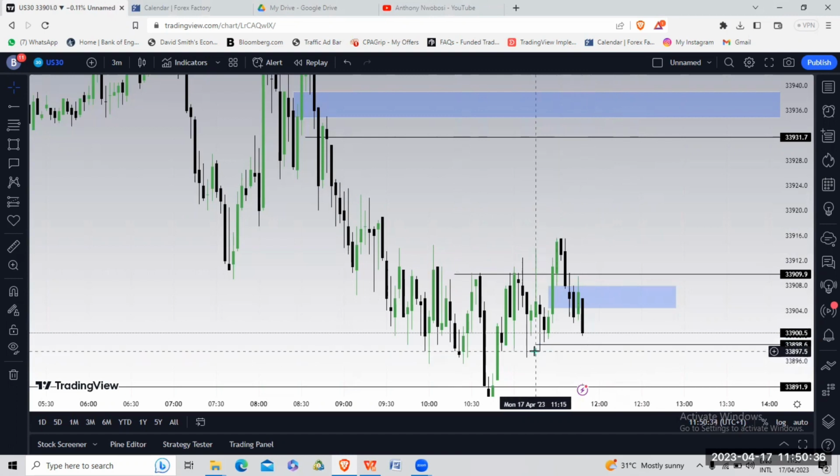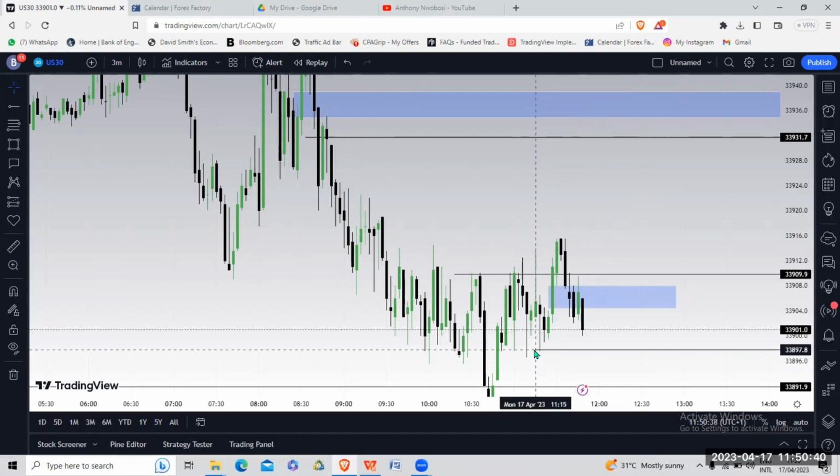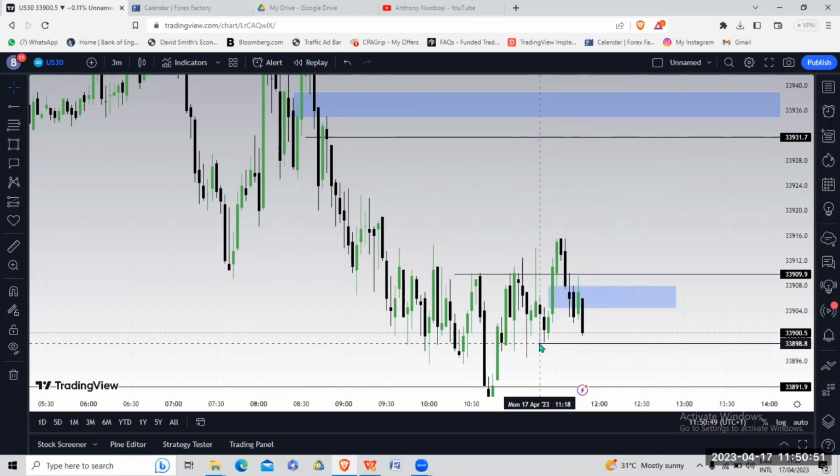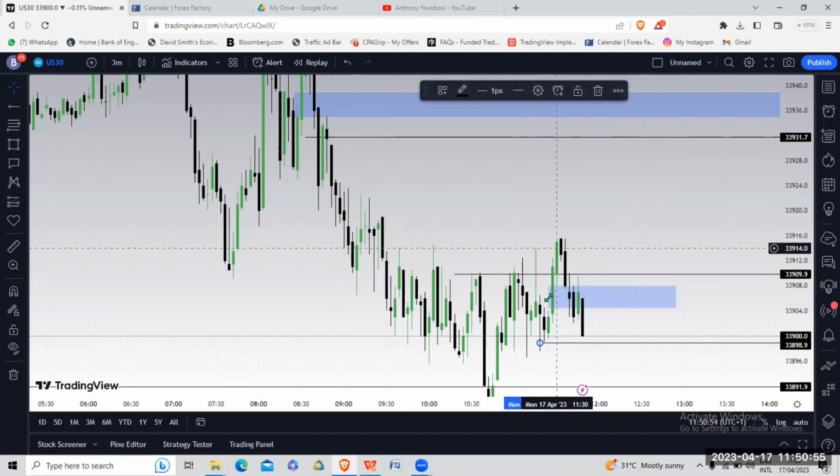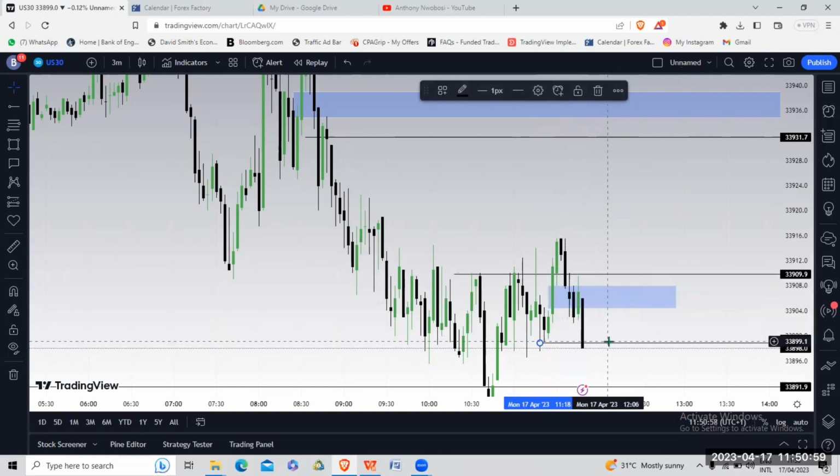Okay, yeah, but I don't really see any need of moving my SL to this point, because this was the area that served as the entry point, like what engineered this move. So if price takes this out and eventually still goes in my direction, there's no problem. I'll find another trade. All right, that's it.